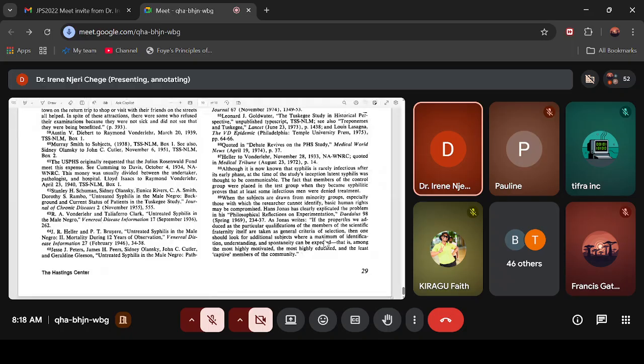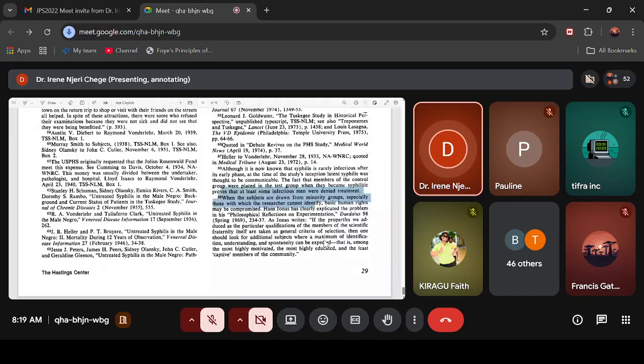Okay, so at the end here, it is now known that syphilis is rarely infectious after an early phase. At the time of the study's inception, latent syphilis was thought to be communicable. The fact that members of the control group were placed in a test group when they became syphilitic proved that at least some infectious men were denied treatment. So some of the controls who didn't have syphilis, they still got the disease, and they were moved to the syphilitic group. So this shows that they were even denied treatment.